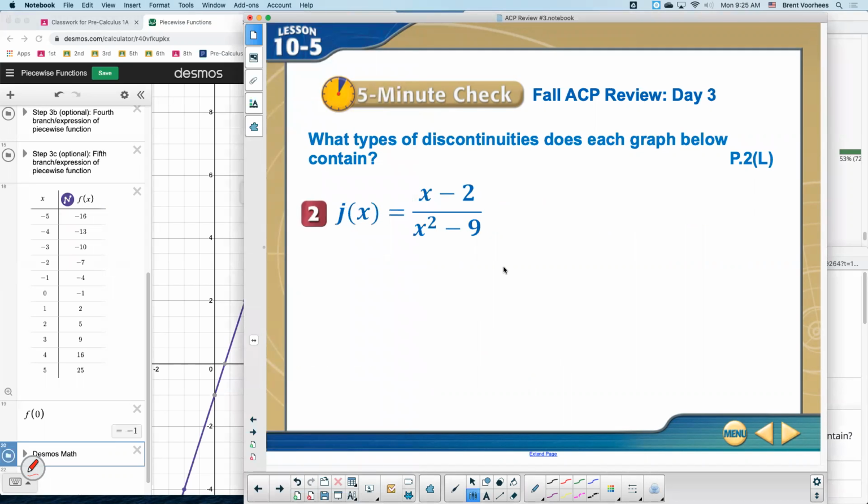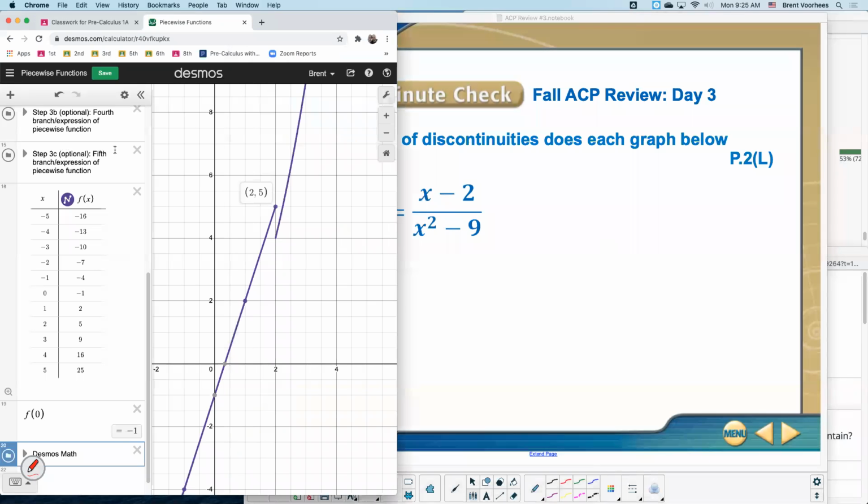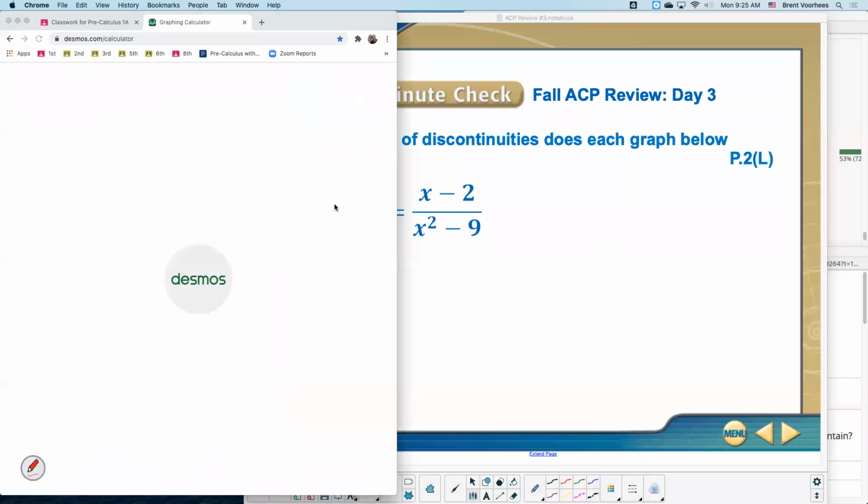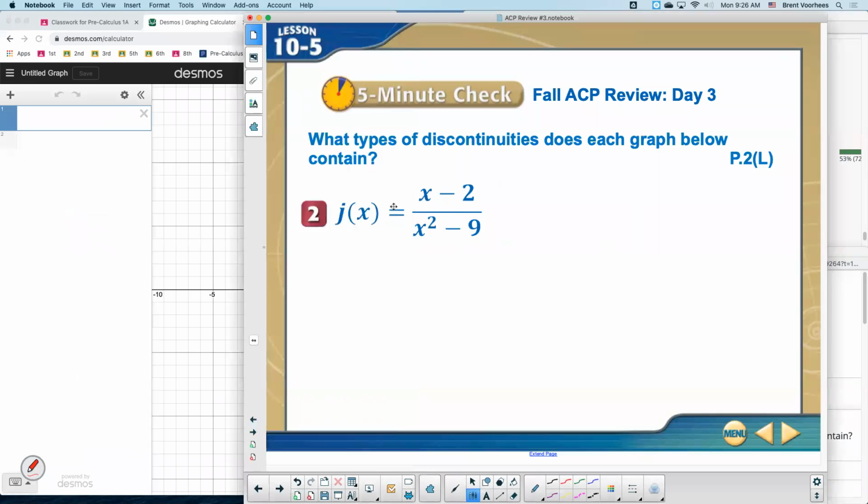Now let's take a look at number 2. What types of discontinuities does each graph below contain? Well, this is now referring to just number 2, so this is not piecewise, just a normal graph. To clear my graph, I'm going to delete these crazy letters after desmos.com/calculator. If you clear the crazy letters, it'll give you just a blank graph. Okay, so now I'm going to graph this one.